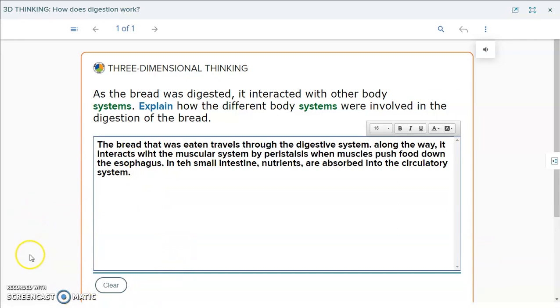So, this is the answer. Please copy this answer in your book, page 107.